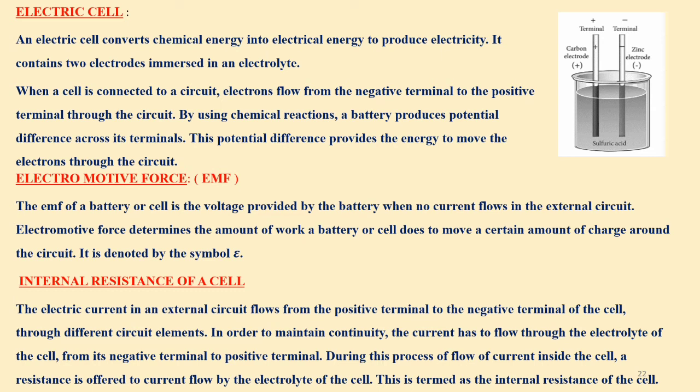To complete the circuit, the current has to flow from the zinc rod to the carbon rod inside the sulfuric acid. So the sulfuric acid is the electrolyte. It is going to offer some resistance to the flow of current. This is called as internal resistance of the cell. As the cell is used for large number of hours or days or months, the electrolyte becomes very weak. As a result, the internal resistance decreases due to the aging of the cell.